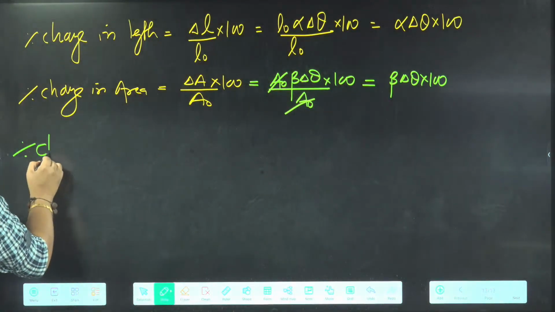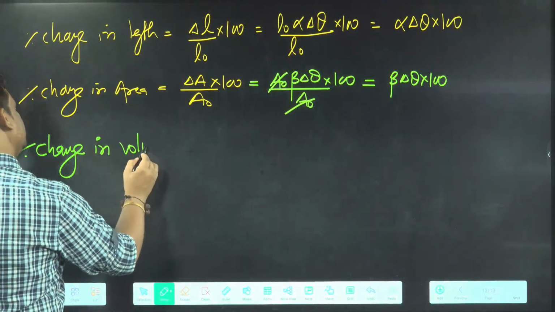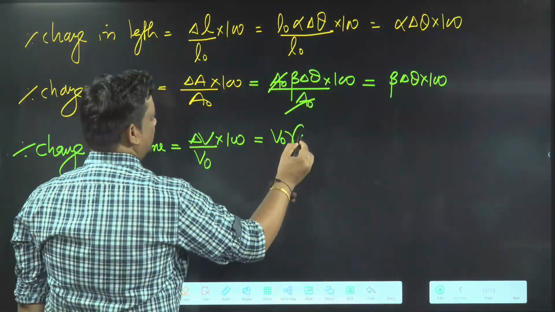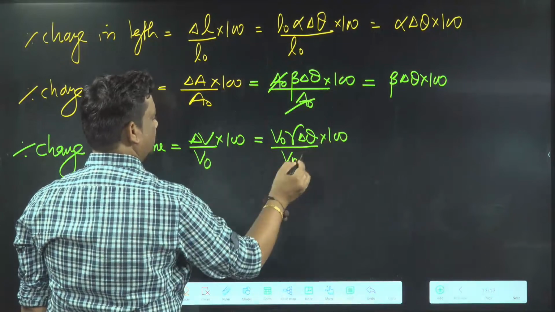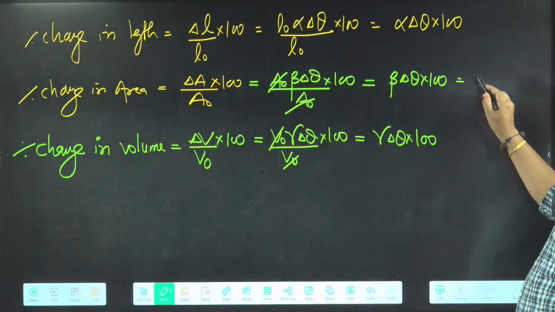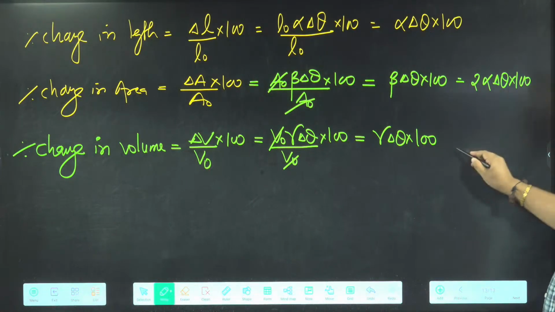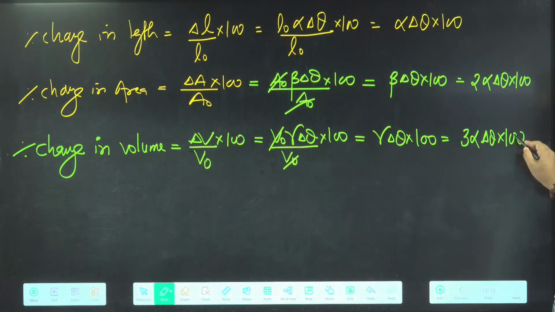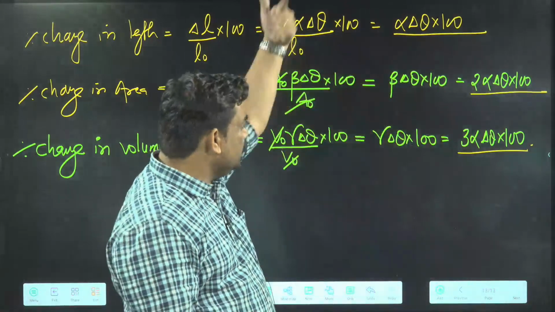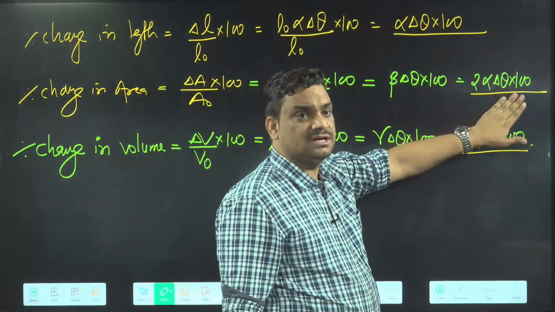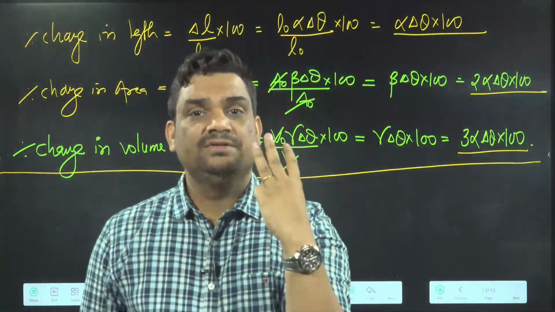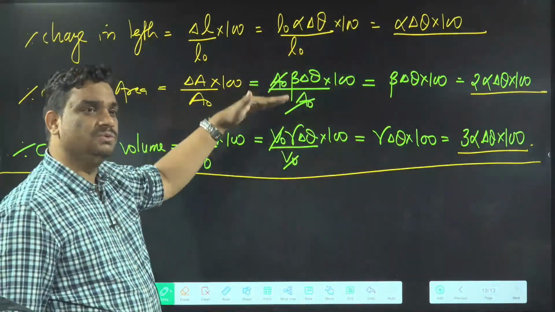Same way, percentage change in volume is delta V by V naught into 100, which is V naught gamma delta theta divided by V naught into 100. V naught cancels, so we get gamma delta theta into 100. Now beta delta theta we can write as 2 alpha delta theta into 100, and this can be written as 3 alpha delta theta into 100. So: alpha delta theta into 100, 2 alpha delta theta into 100, 3 alpha delta theta into 100. You will remember it like this, sir: in 1D, alpha delta theta into 100; in 2D, 2 alpha delta theta into 100; in 3D, 3 alpha delta theta into 100. If 1D is 1%, 2D is 2%, 3D will be 3%.